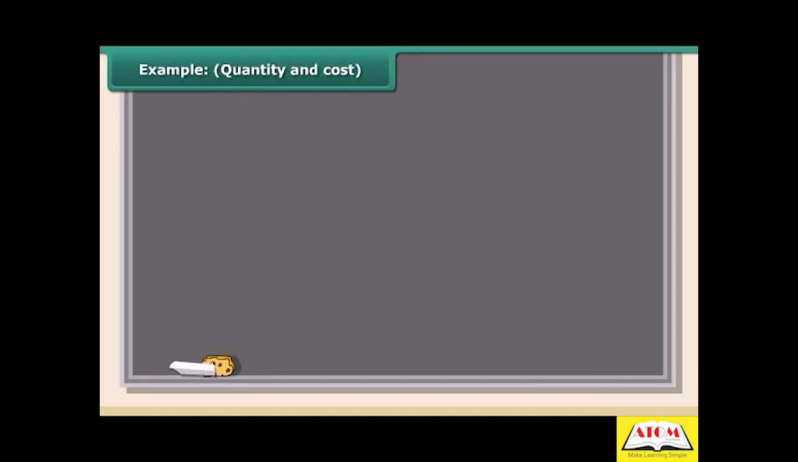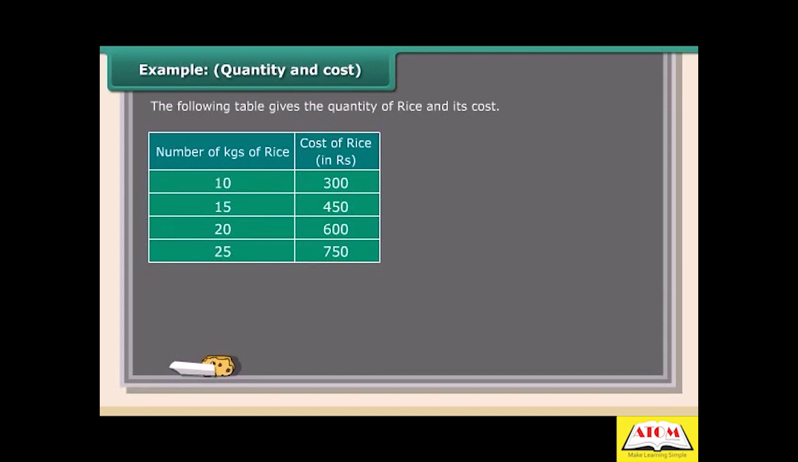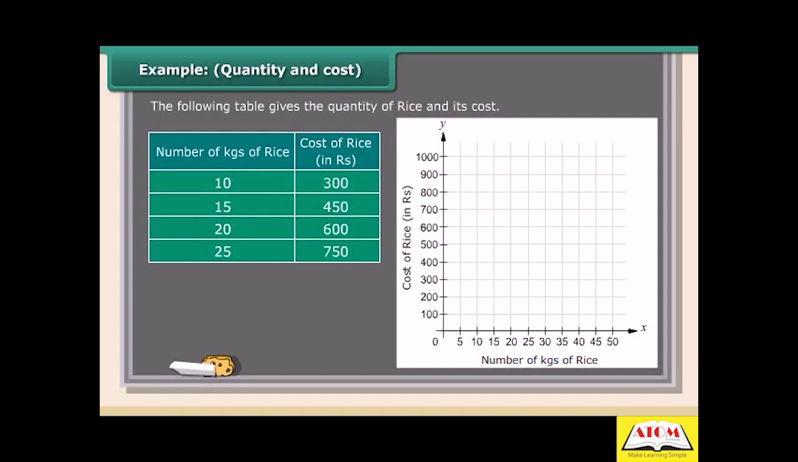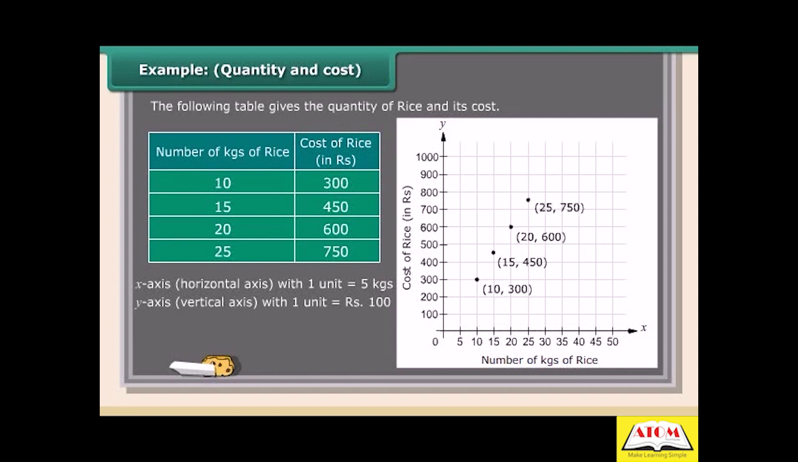Example, quantity and cost. The following table gives the quantity of rice and its cost. Plot a graph to show the data. 1. Mark the number of kgs of rice on the x-axis, the horizontal axis, with 1 unit equal to 5 kgs. 2. Mark the cost of rice on the y-axis, the vertical axis, with 1 unit equal to rupees 100. 3. Plot the points (10, 300), (15, 450), (20, 600), (25, 750). 4. Join the points. The graph passes through the origin.